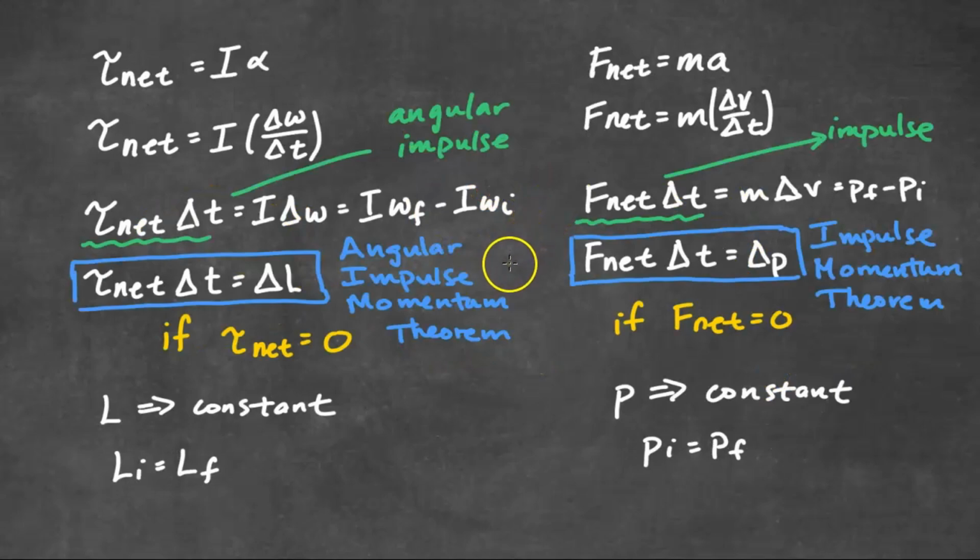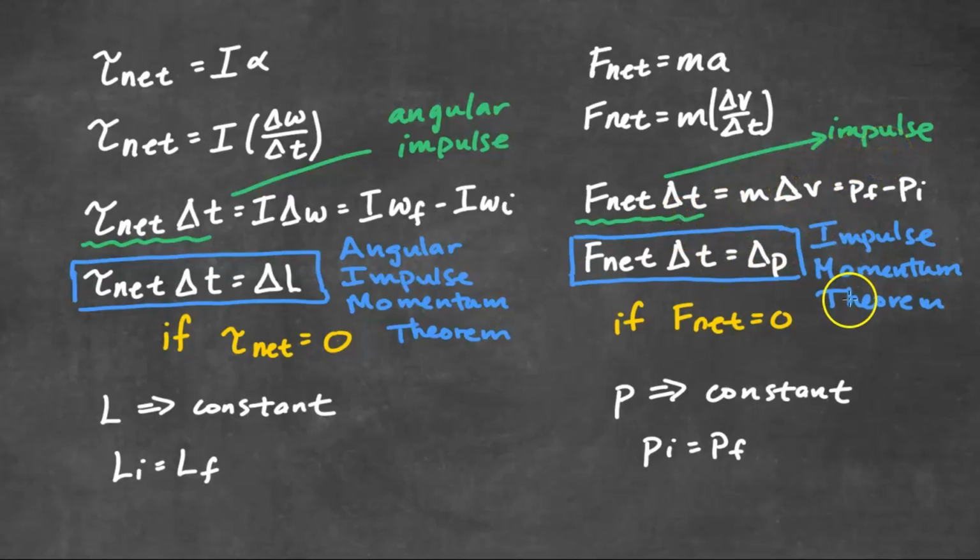Next, we're going to take a look at the angular impulse momentum theorem. To derive this, we're going to first look at the linear version of the impulse momentum theorem. We're going to start with Newton's second law, which states that the net force is equal to mass times acceleration. Acceleration is delta v over delta t, and if we move the delta t over to the left, I get F net delta t is equal to m delta v. And m delta v is the change in momentum, P final minus P initial. This quantity, F net times delta t, we call impulse.